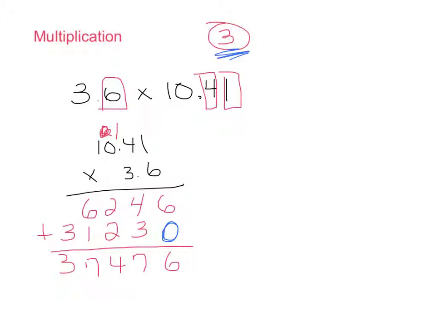Then going up here, remember to move the decimal over 3. I start it here, go over 1, 2, 3 spaces. So my answer is 37.0476. Does your answer make sense from a number point of view?